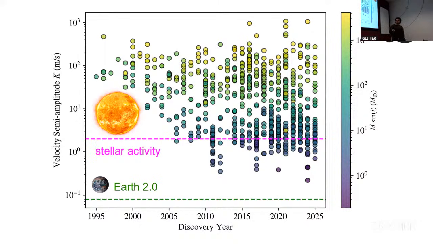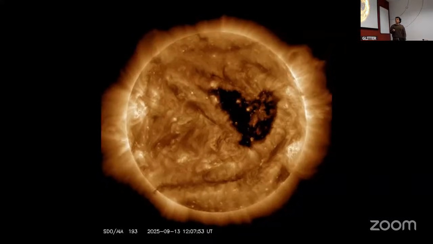And this is happening even for not so active stars like the Sun, as we can see in this image of the Sun from 3 months ago, where we can see a dove-looking dark spot feature that suppresses the flux from this region of the star, and it can induce changes of several meters per second.